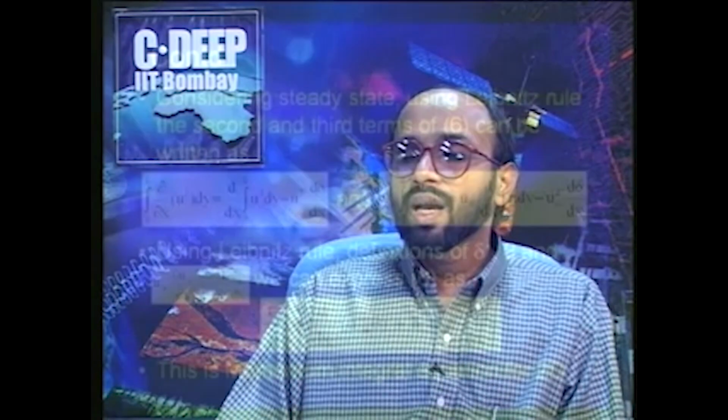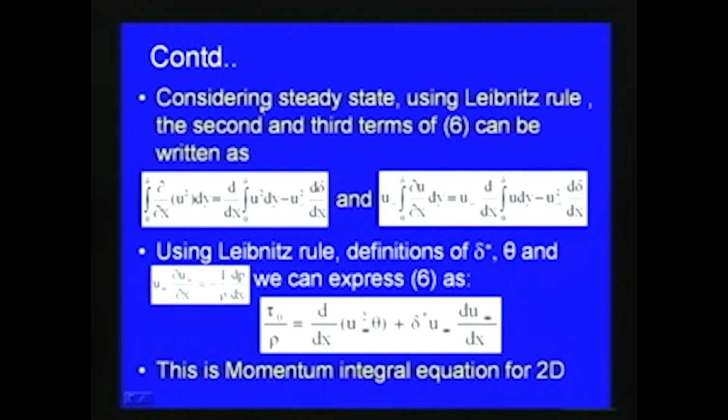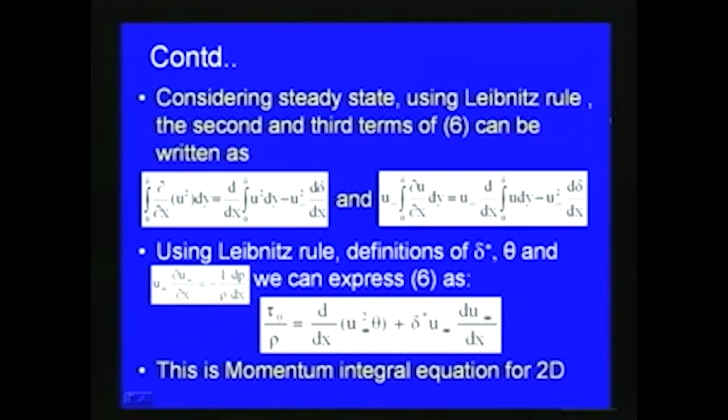Here rho is the fluid density, tau 0 is the wall shear stress at the bottom of the plate, u and v are the velocities in x and y directions, and delta is the boundary layer thickness. Now, with this equation, to get a solution, not actually a solution, actually he derived this momentum integral equation. He considered the steady state problem, and he used the Leibniz rule here.